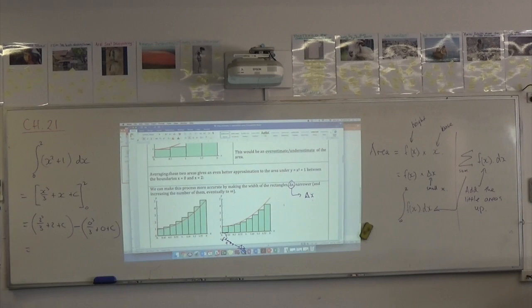So if I do this, I end up expanding all this out. That's going to be 0, 0, 0 minus c. Those c's cancel out. And I'm left with 2 to the power 3 over 3 plus 2. Now what's that going to equal? That's 8 divided by 3 plus 2.